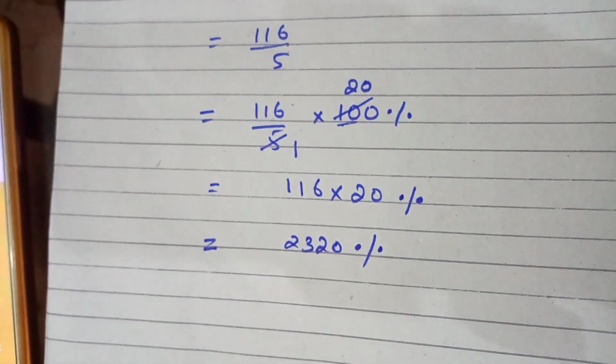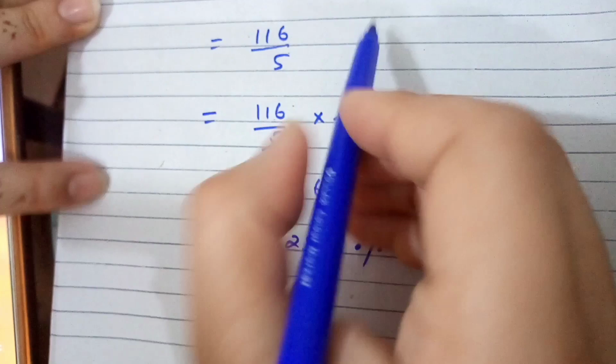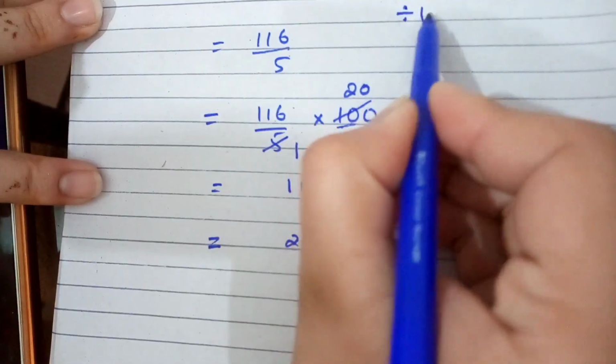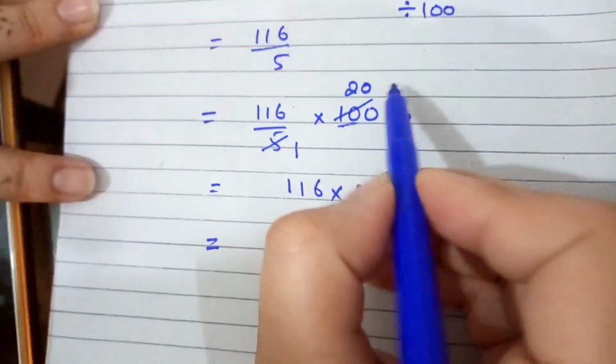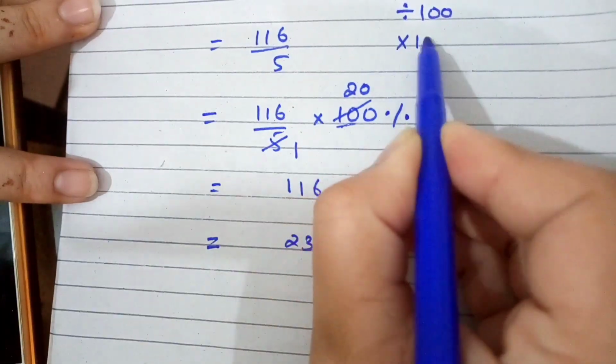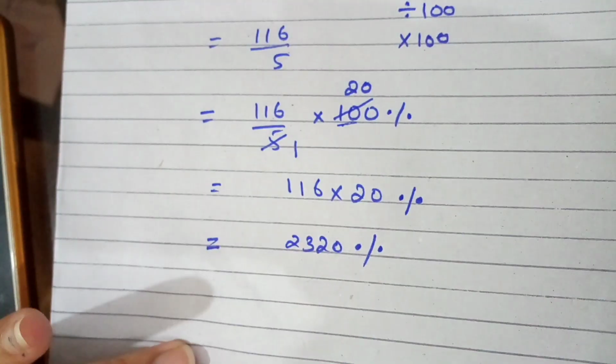So this is how we convert a simple fraction into a percentage, and in the first part we learned how to convert a percentage into a fraction. To convert a percentage into a fraction, we just divide by 100, and to convert a fraction into a percentage, we multiply by 100. Now let's move towards the practice now.